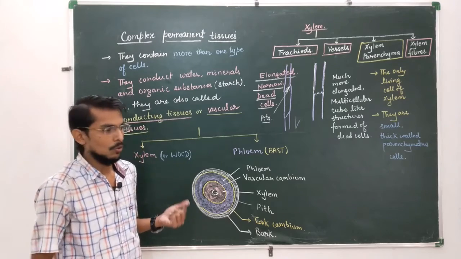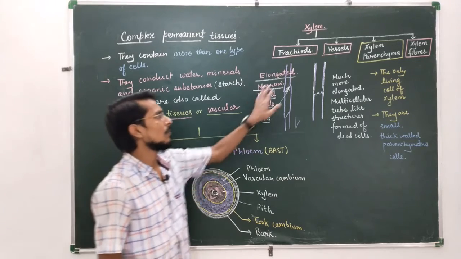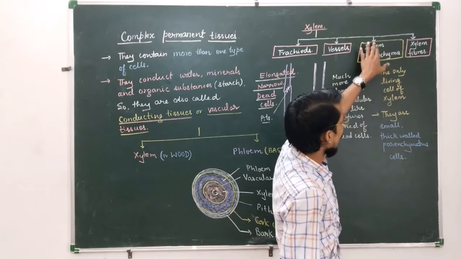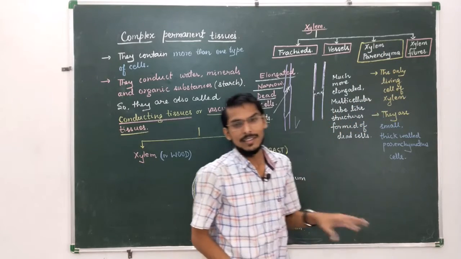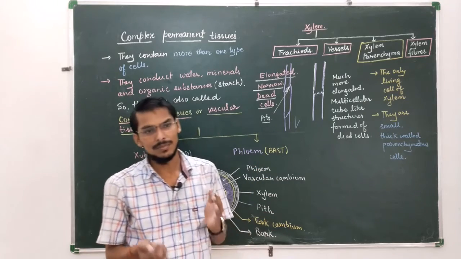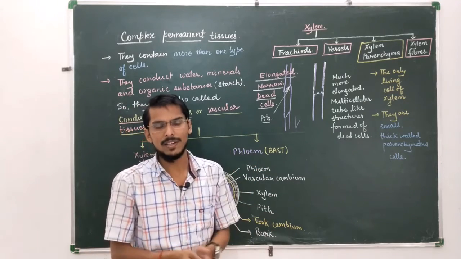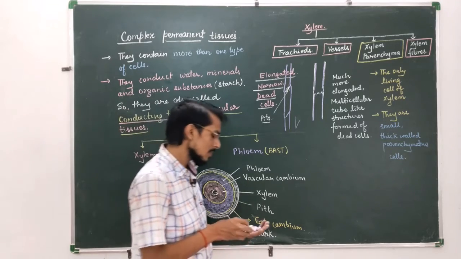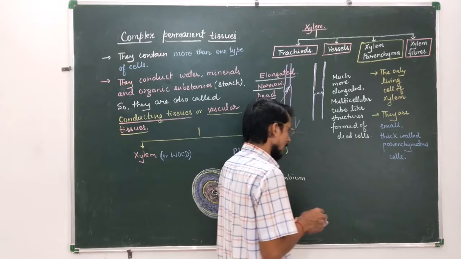Okay, the whole structure of xylem is made up of 4 types of cells: tracheid, vessels, xylem parenchyma and xylem fibers. So this xylem parenchyma is living, small, thick-walled parenchymatous cells which is mainly related with the space filling in the xylem elements. Okay. And last one is xylem fibers.